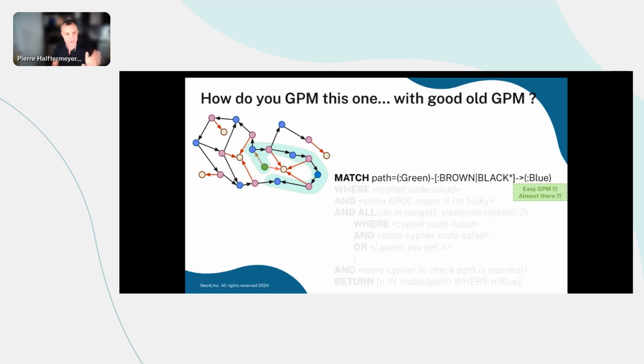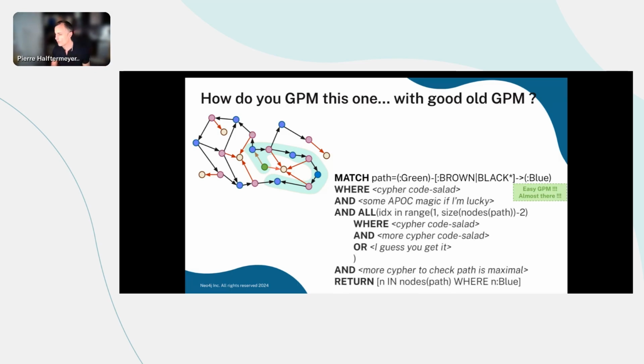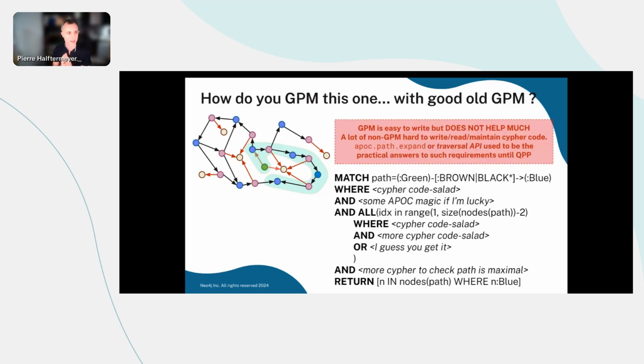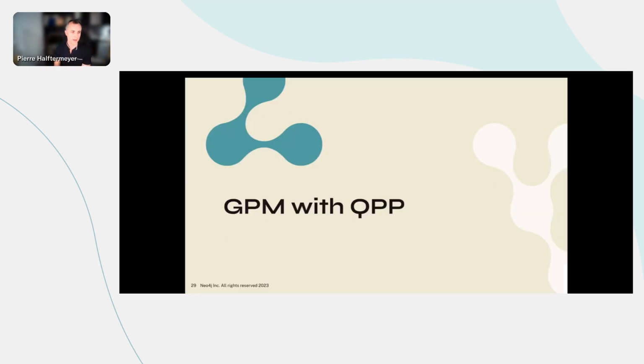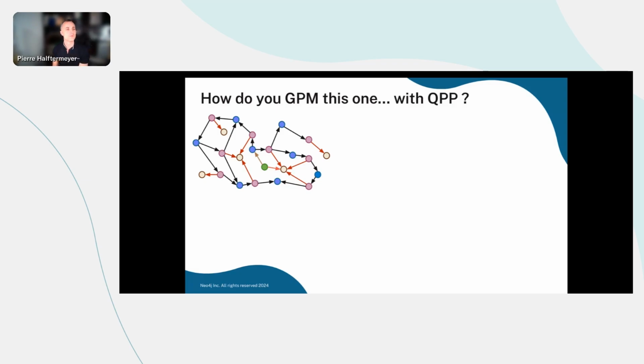We are almost there. And then it's like a hell of Cypher code salad. So we don't want to write the query. It's really complicated then to check everything. So we won't do that. Although the graph pattern matching is easy, the query is awful to write. With GPM with QPP, how would we do that?